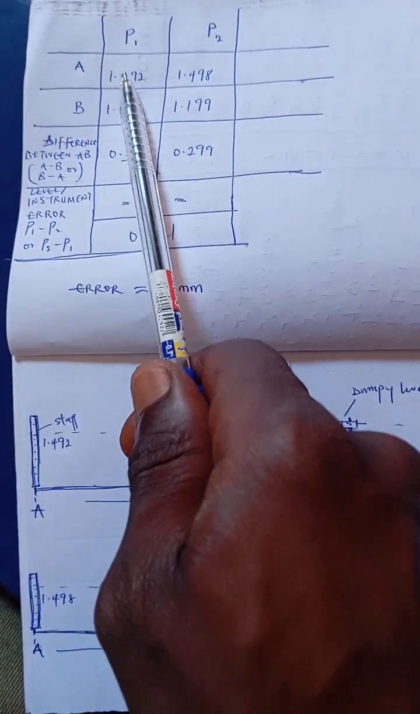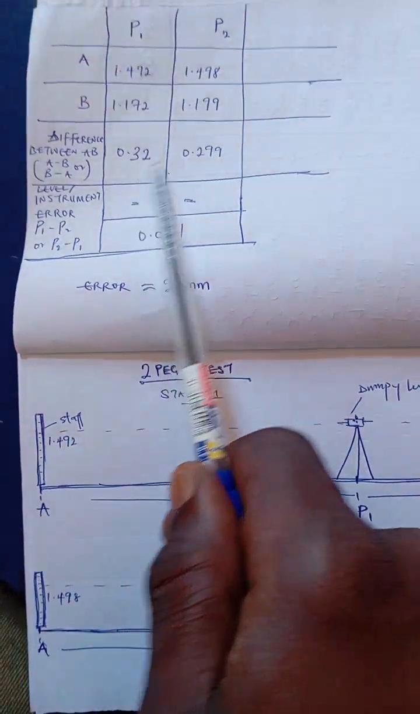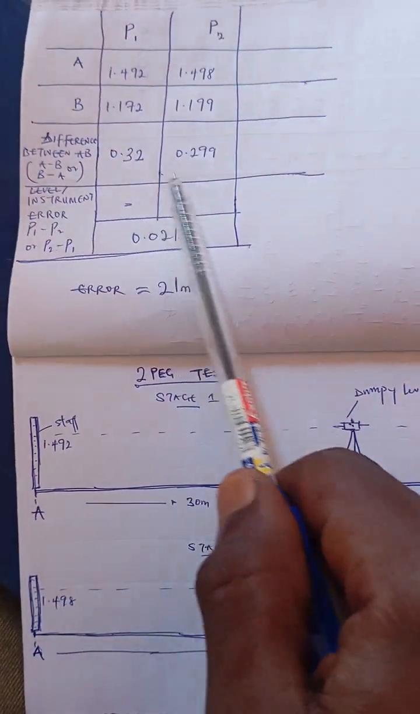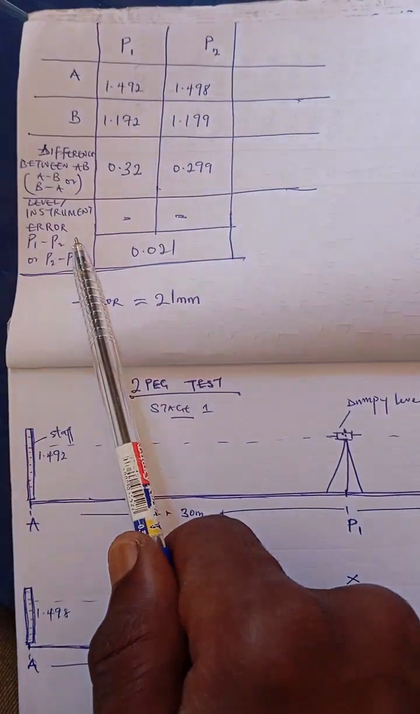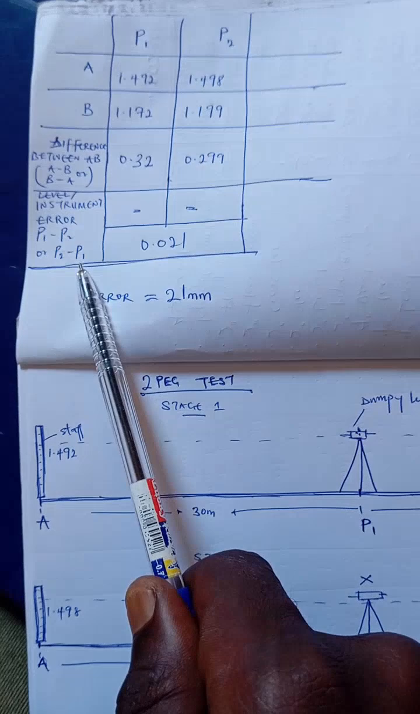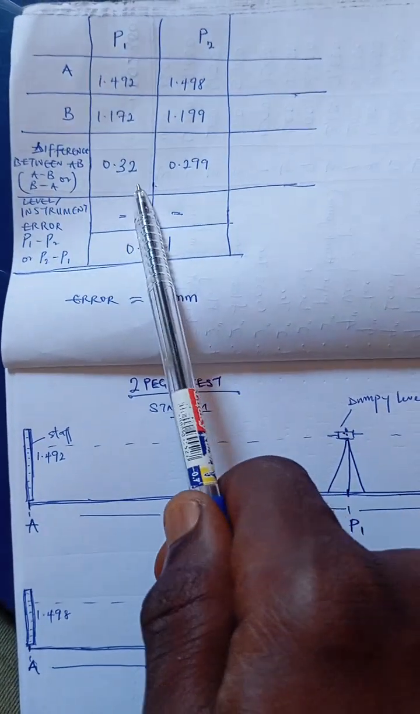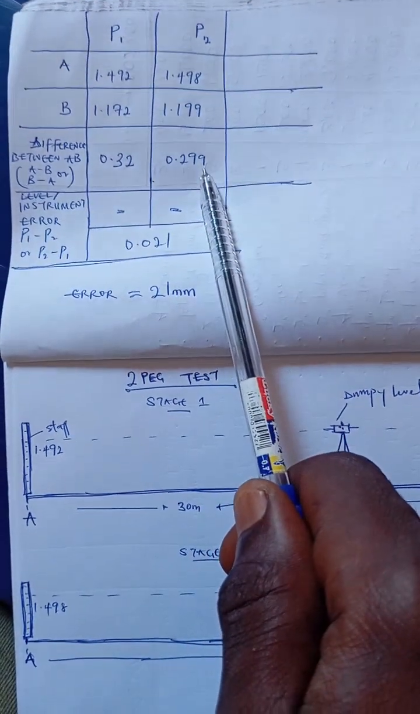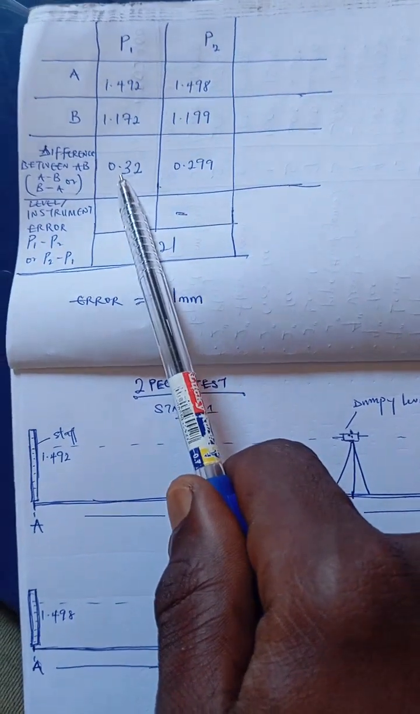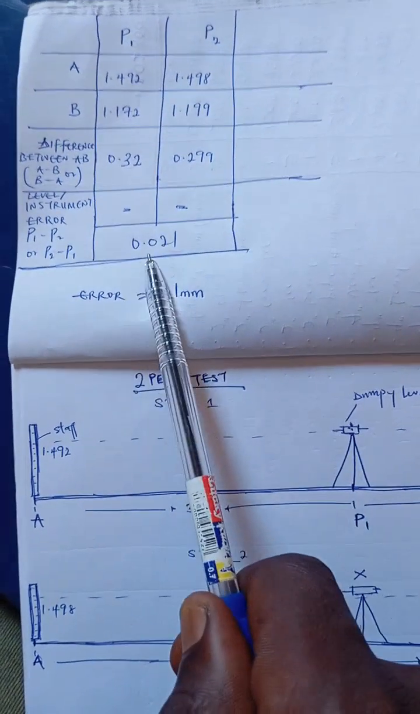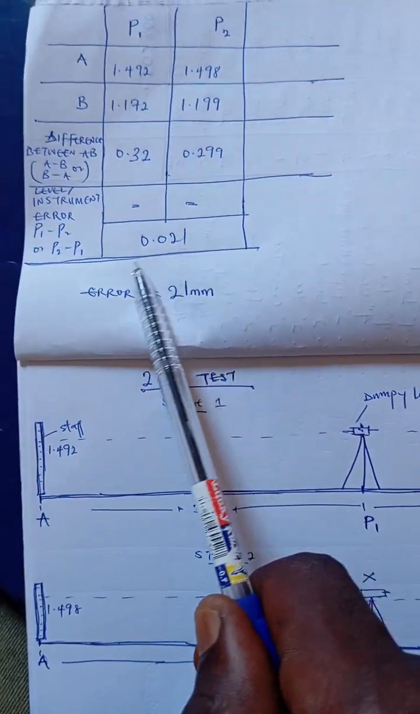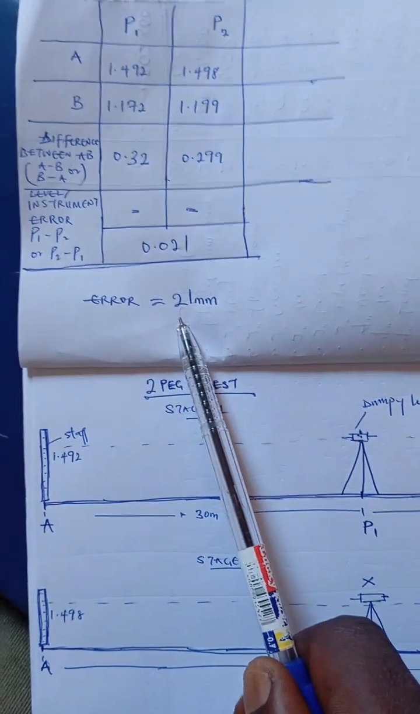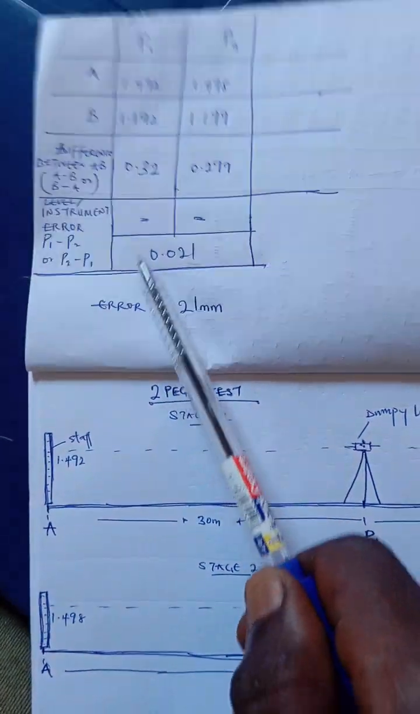So A minus B is 0.32, and A minus B here also at point 2 is 0.299. The difference between the two might be P1 minus P2 or P2 minus P1. From my readings, it is P1 minus P2 because 0.32 is more than 0.299. So if I subtract 0.32 minus 0.299, I will get 0.021, which is 21 mm, 21 millimeters.